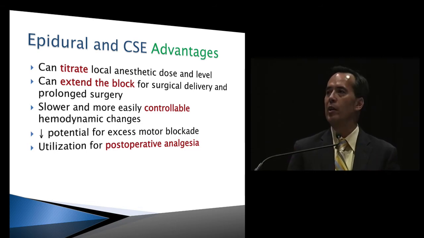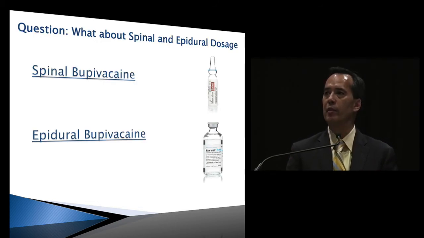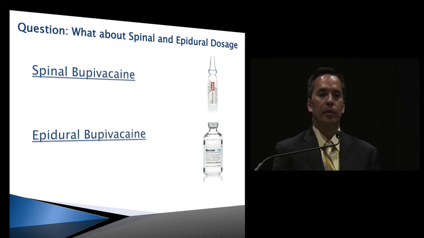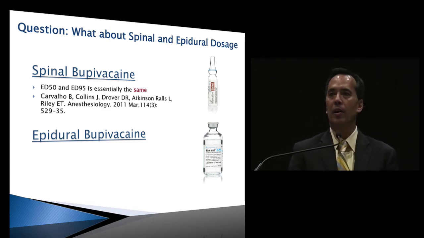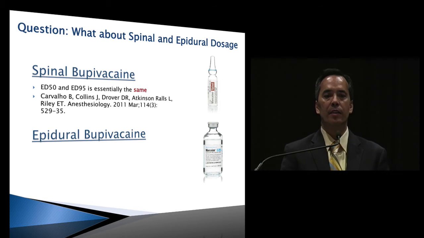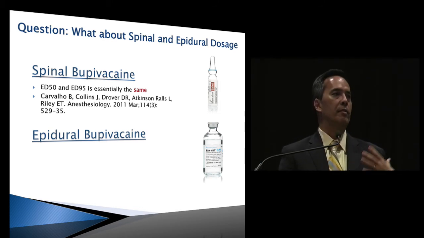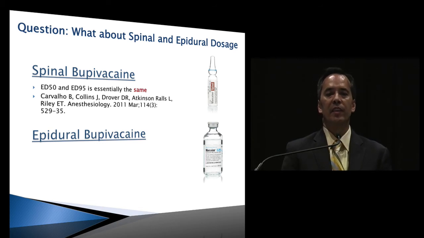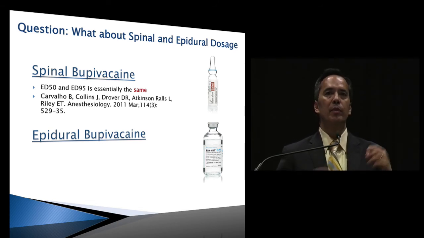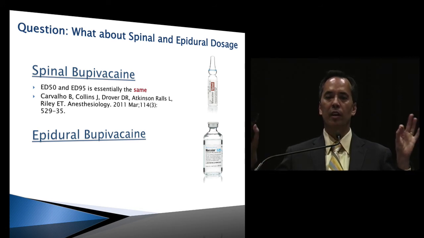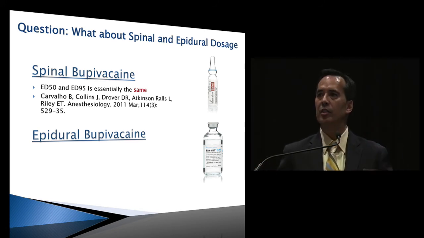Question: what about spinal and epidural dosage? Is it the same for spinal bupivacaine? Is it the same for epidural bupivacaine? Well, for spinal bupivacaine, and Brendan, I believe, is in the audience, it is highly variable. But basically, what I got out of the article was that the ED50 and ED95 are essentially the same. There's big crossover in the 95% confidence intervals, so it's essentially the same. What you do want to worry about is if you give too low a dose, that it can wear off.